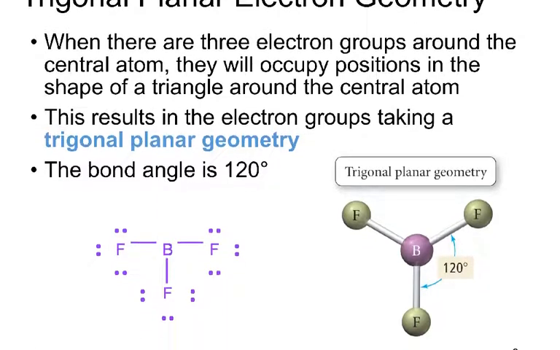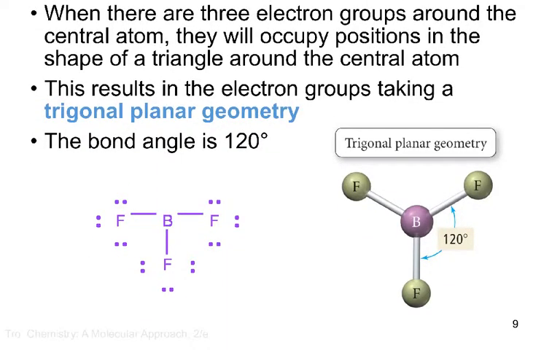Our second option is 3 electron groups. If there are 3 electron groups, they're going to occupy positions in the shape of a triangle. That's called trigonal planar, and the bond angle is 120 degrees. So here in our boron trifluoride, for our groups to be as far apart as they can, they have 120 degrees between them and they all fit in the same plane. It's called trigonal planar.